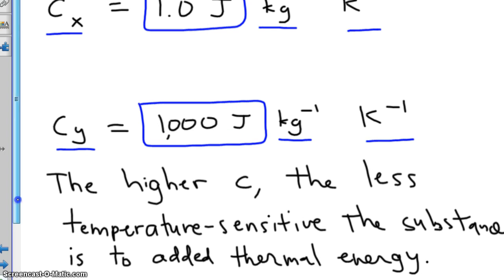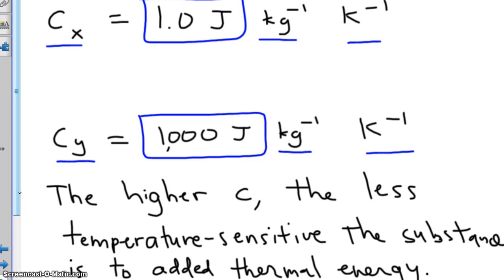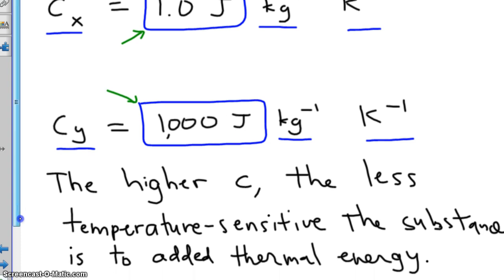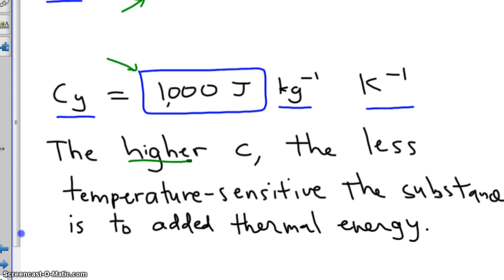So substance X had a small specific heat, just 1, and with just 1 joule, it jumps up a Kelvin. That's pretty sensitive. Substance Y had a huge specific heat, and it means that you have to put in so much energy to even get 1 single Kelvin. So the higher the value of C, the less temperature sensitive the substance is to added thermal energy.